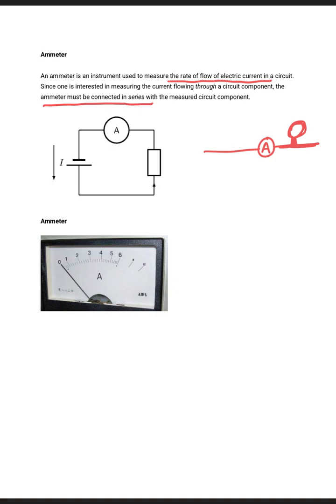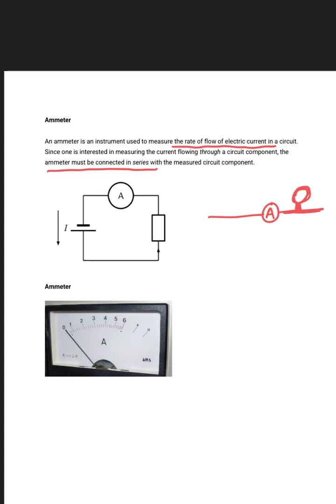And as you can see here, the arrow shows us the direction of the conventional current, which moves from positive to negative. So the direction of the conventional current is from positive to negative. Very important to remember that. Don't forget that. It's very, very important. You must never forget that this is the direction of the conventional current.